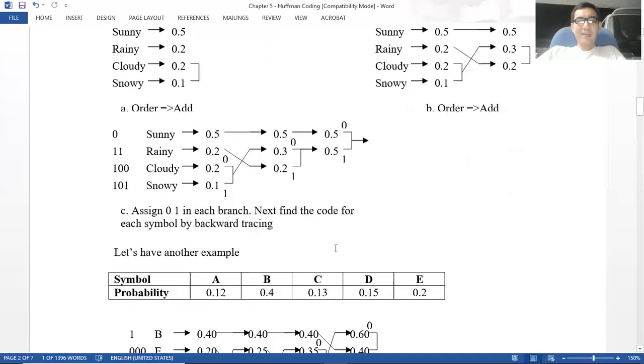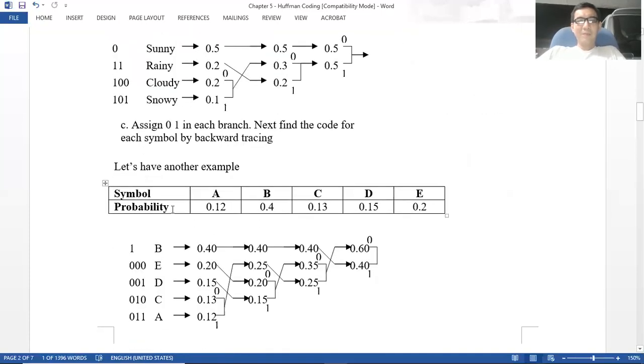Okay, let's look at another example. Suppose you have this probability distribution. So again, we're going to sort them. We sort from the smallest, 0.12, and then C 0.13, 0.15, 0.20, and 0.4 the highest. So as usual, we try to combine the last two, 0.25. So we sort again, so 0.25 now ranks number 2. And then these two become number 3 and number 4. And 0.4 remains the top.